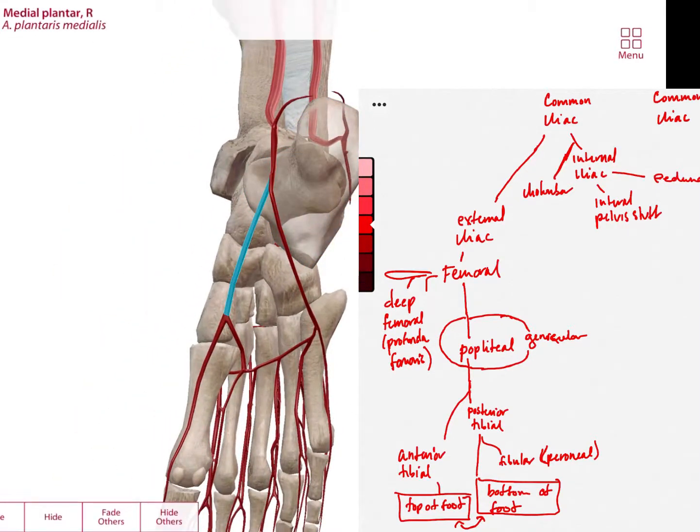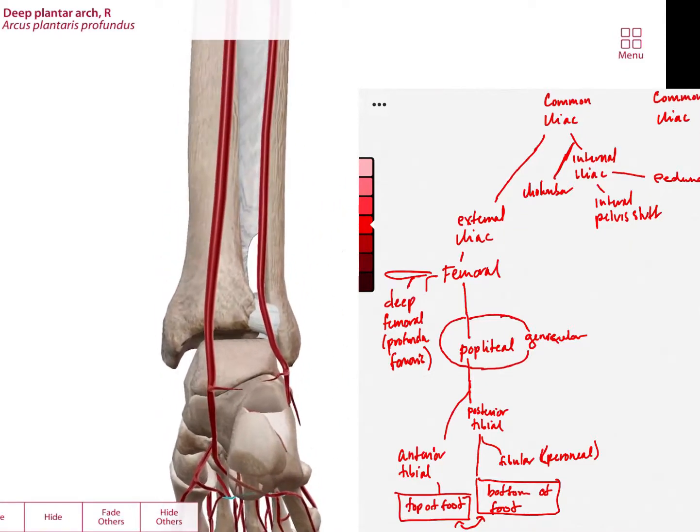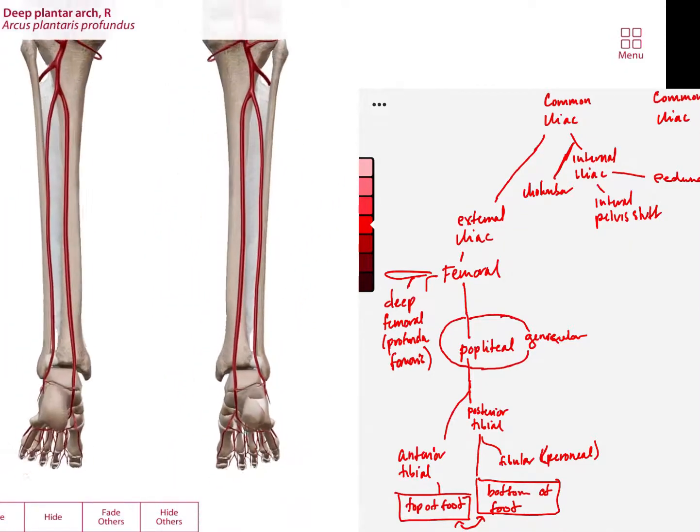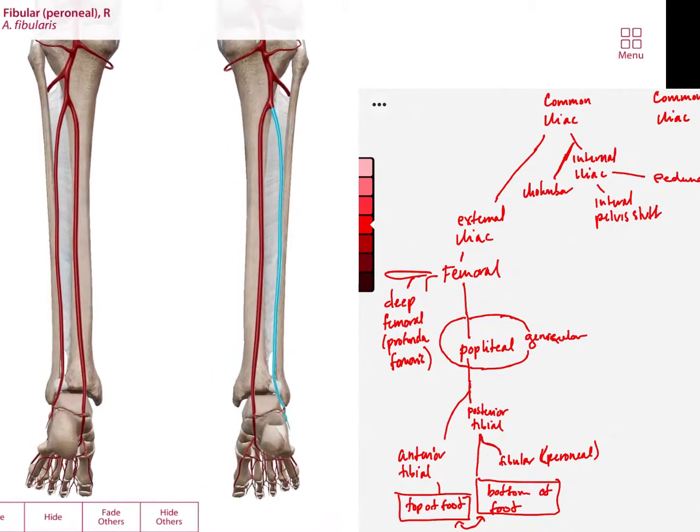It's going to flow to the arches, arch across in anastomosis, and then that blood is going to go to the digits. Now, just after that split into the posterior tibial, you have another split into the fibular artery. And fibular is also known as peroneal.